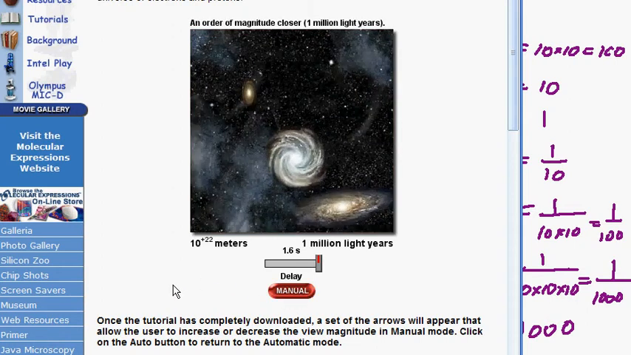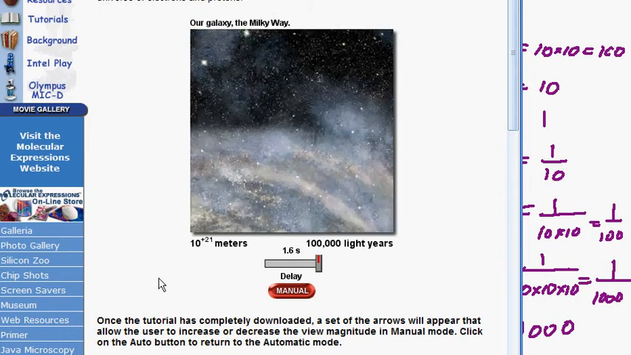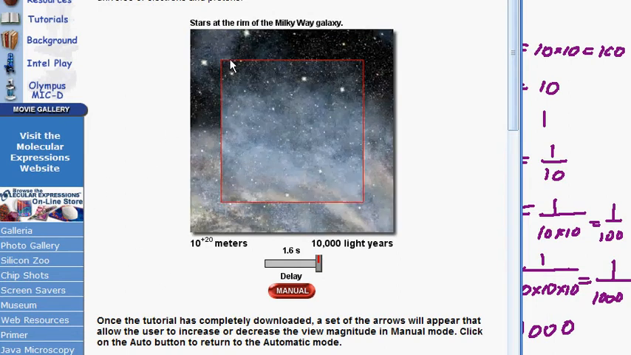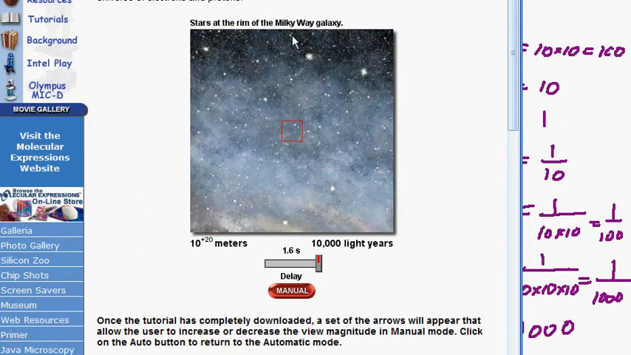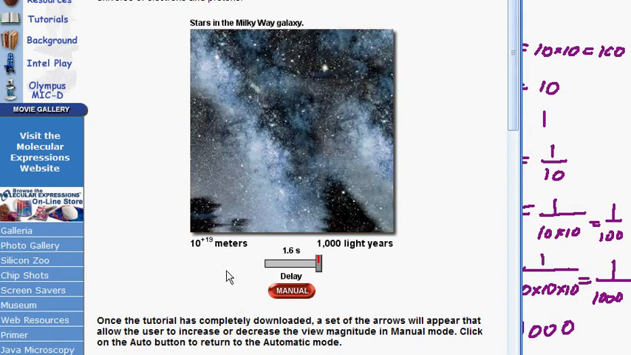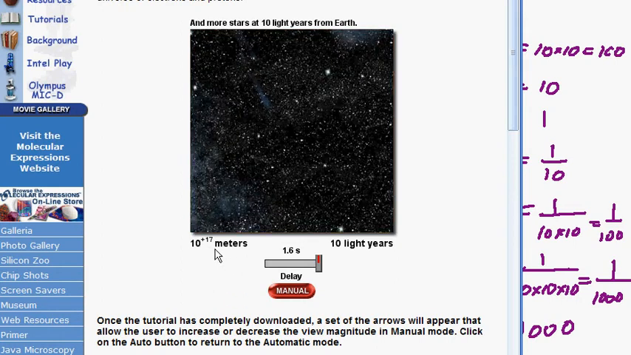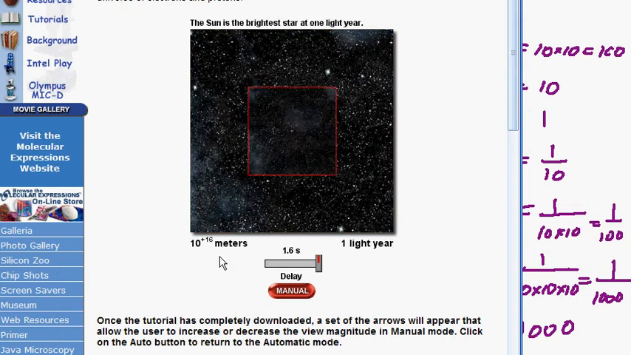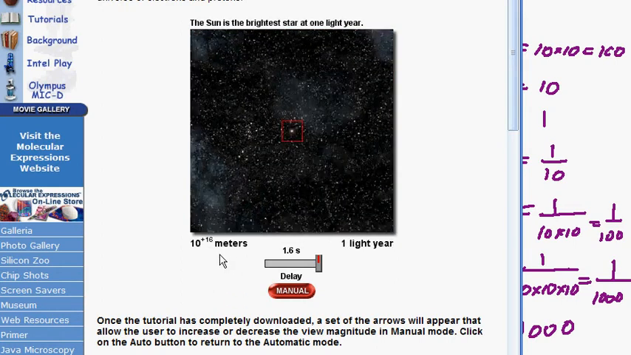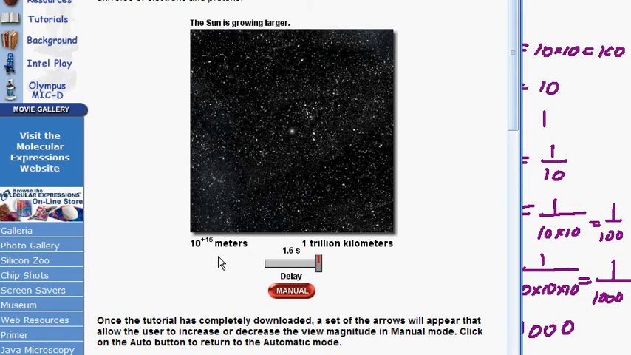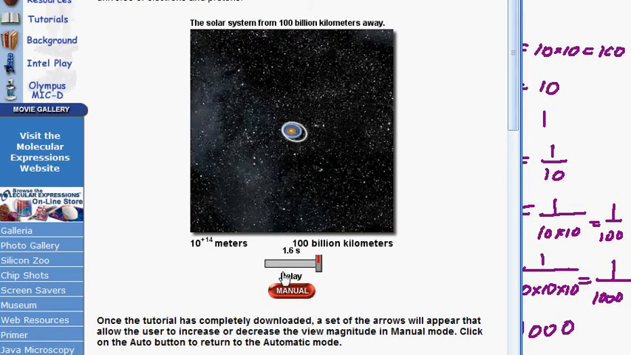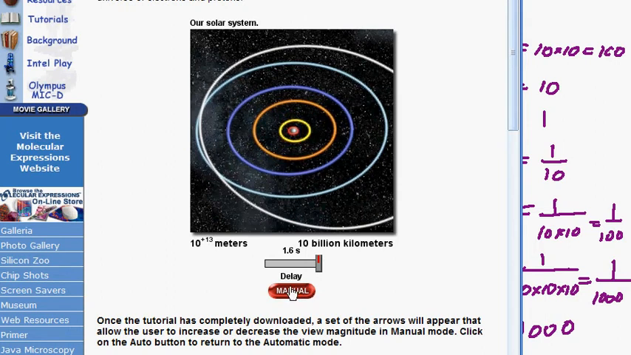So I'm going to start this. It's zooming in now. So now we're at our galaxy, the Milky Way galaxy. See, this is changing. This is 10 to the 19th. Now it's 10 to the 18th, 10 to the 17th, and we're getting closer and closer to Earth. We can start to see the sun here. The sun is growing larger. There's our solar system. Okay, let's stop it.